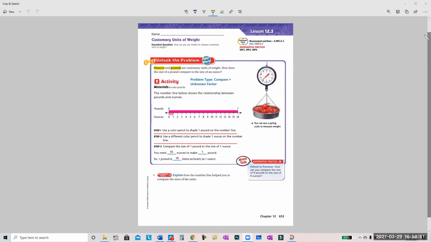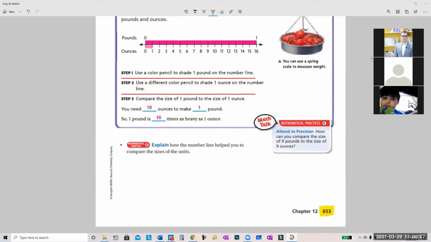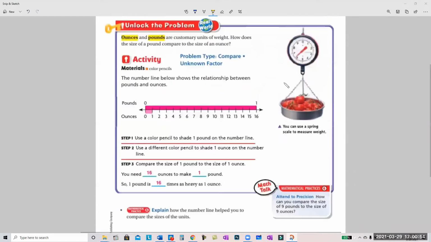Okay, today we have a new lesson, lesson 12.3, and this lesson is talking about customary units of weight. Okay, let's open your book, page 653. Get yourself ready, get your tools ready because we have to start this lesson in 2 minutes. Okay guys, let's start.